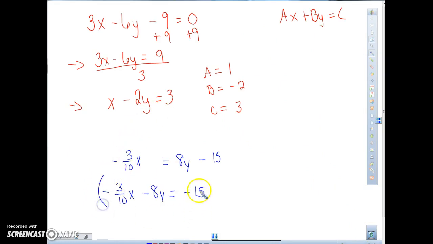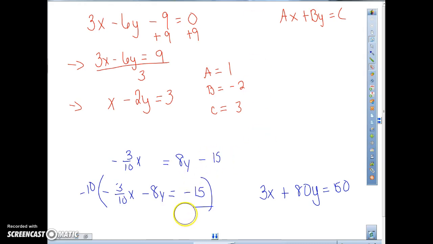So the way we're going to get rid of that is we're going to multiply this whole thing by negative 10. So right here the negative and the 10 will cancel. You'll end up with 3x. A negative times a negative, we have a positive. 10 times 8 is going to be 80. And negative 10 times negative 15 will be 150. So remember, anytime you have a number on the denominator, you're going to multiply by that number and it'll get rid of that. So our a in this case is 3, our b is 80, and our c is 150.